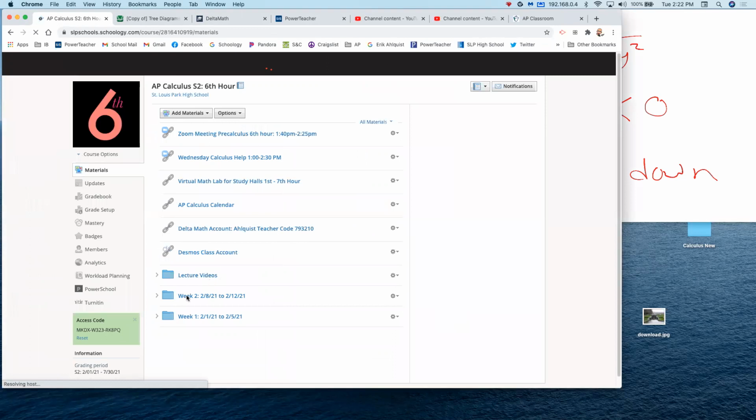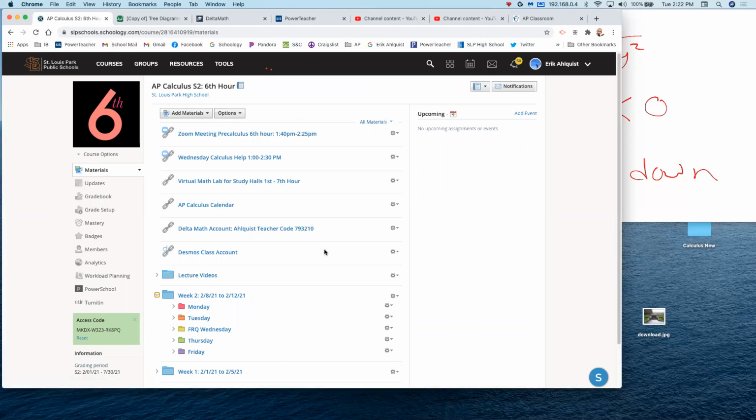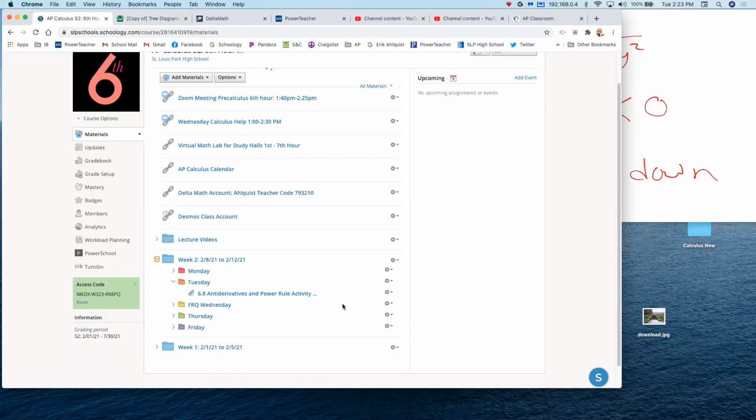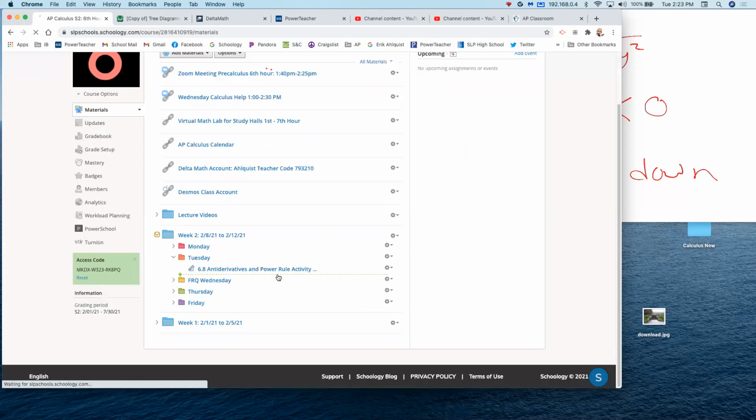Today's lesson, we have kind of completed unit 5. And so now we're beginning unit 6, which is called anti-differentiation. So the opposite of differentiation. Think of all of the rules that we learned to do derivatives, only doing them in reverse is all we're doing. And the assignment for today is a Desmos activity.